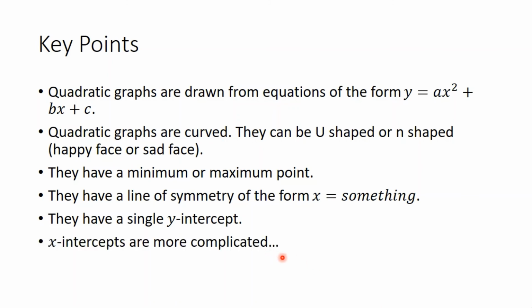Because we've now seen an example where we had one x-intercept. We've seen an example where we had two x-intercepts. And what we haven't seen yet, but is possible, is a case where we have no x-intercepts. So there's a lot more to do with this last point.